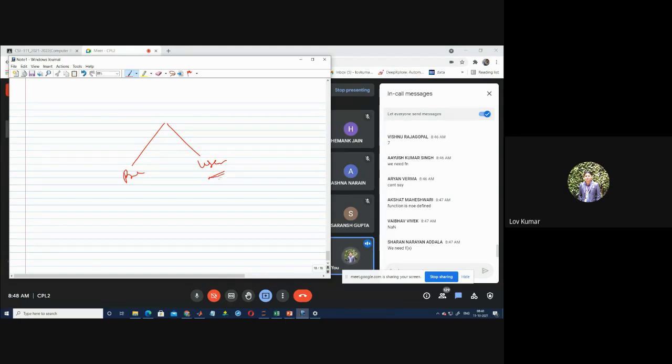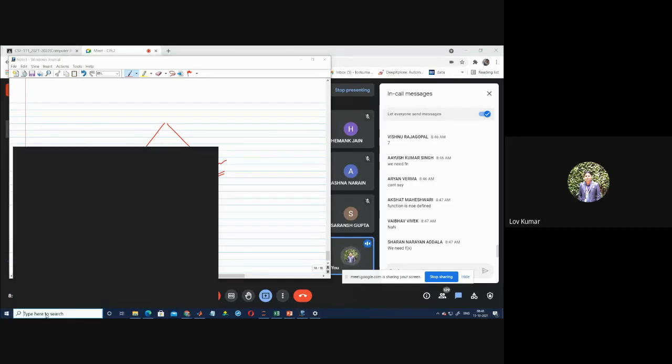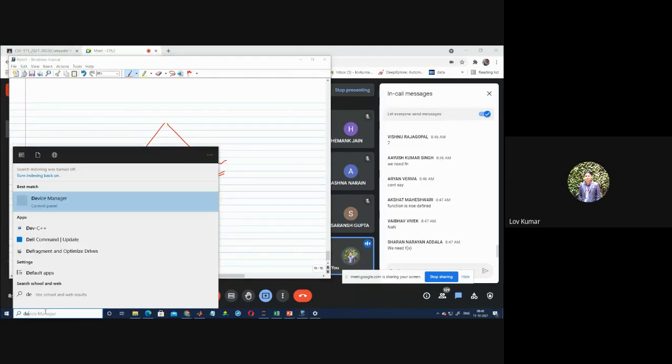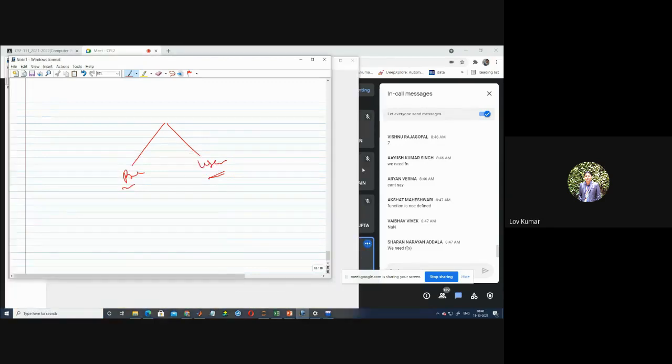User-defined function means you are defining your own function. Predefined function means already defined, so you are not going to write the code for it, but for a user-defined function you are writing the code yourself. We will take one simple example, and in the next class we will see more detail about the compilation process of a computer program.